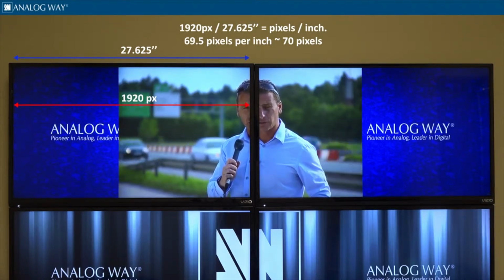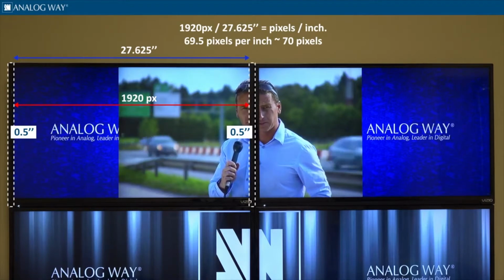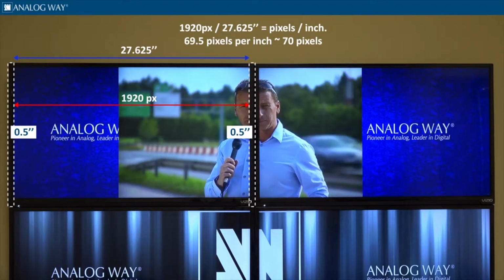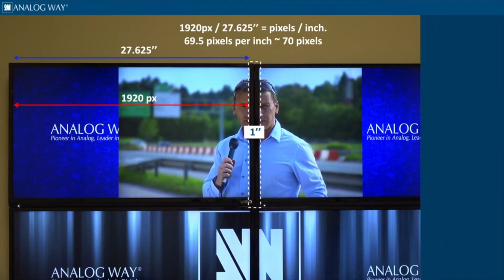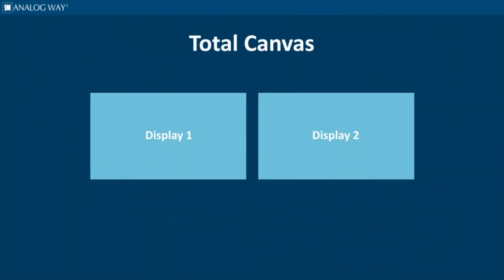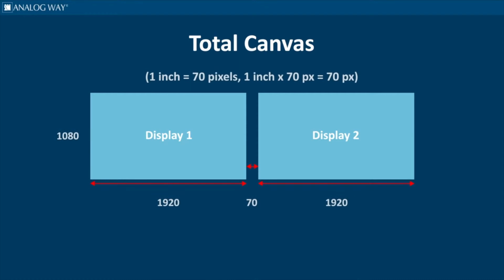Now we find the physical width of the bezel by measuring the gap or bezel of both the left and the right displays combined. This total bezel is 1 inch. We know how many pixels per inch the display is from our previous measurement. We now know that the bezels account for 70 pixels, and we can determine the total video canvas we need to process by adding the numbers together. 1920 plus 70 plus 1920 equals 3910 by 1080.